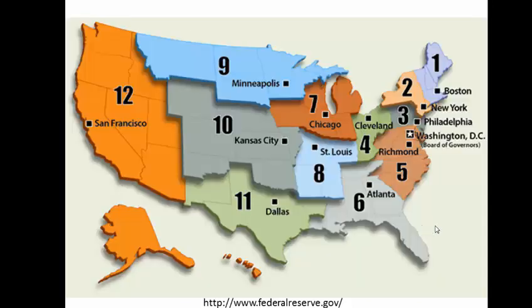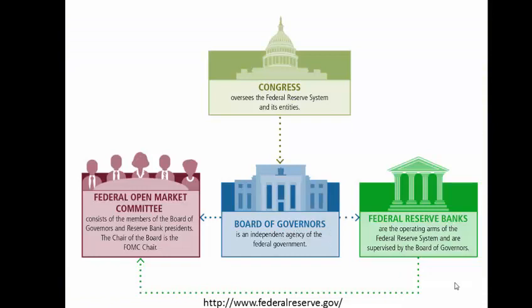There are 12 district banks in the Federal Reserve System, and they have numbers on them. In fact, you can look at a dollar bill to figure out where that dollar bill came from. It came out of one of these 12 district banks of the Federal Reserve. Next, you have the Board of Governors.